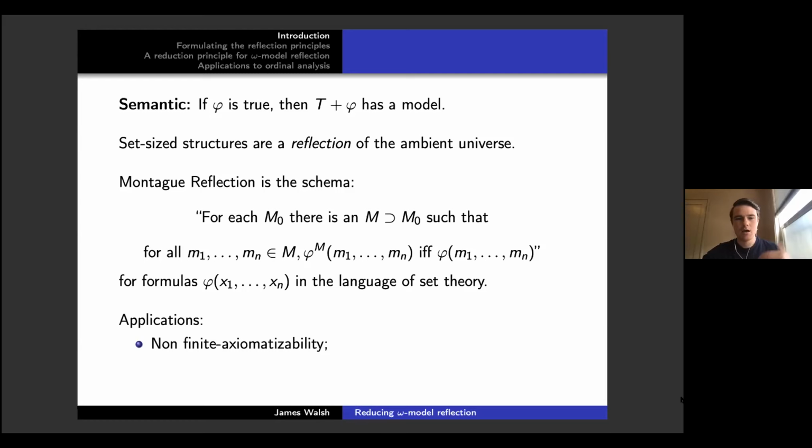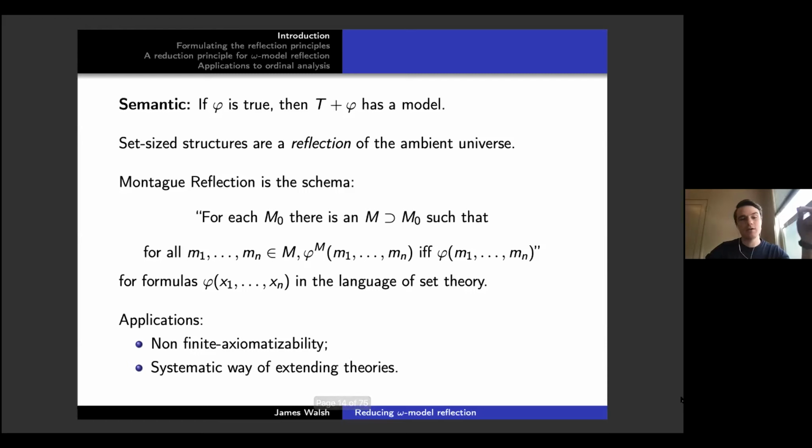So for instance, every instance of Montague reflection is provable in ZFC. And you can use this to show the non-finite axiomatizability of ZFC. Because if ZFC were finitely axiomatizable, it'd be axiomatizable in a single sentence. It'd just take the conjunction of the axioms. And then ZFC would prove that there was a set that made those axioms true. So it would give its own proof of its own consistency by showing that it had a model. So this is an application showing non-finite axiomatizability.